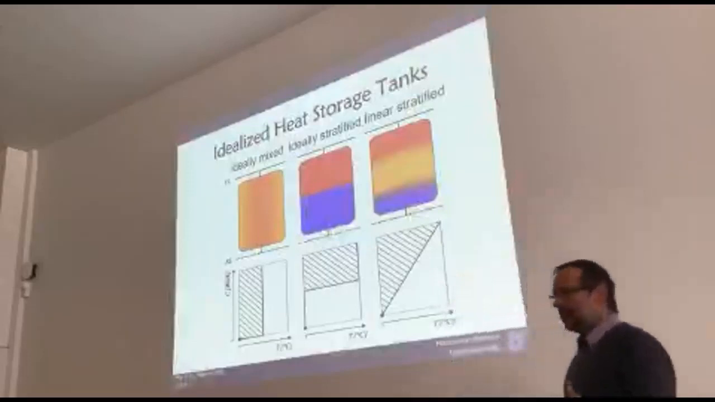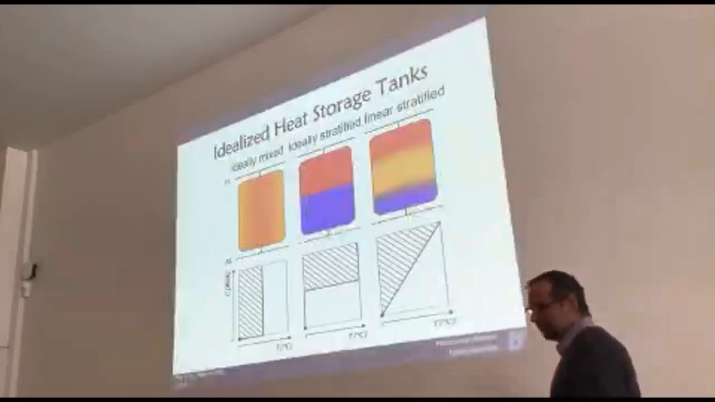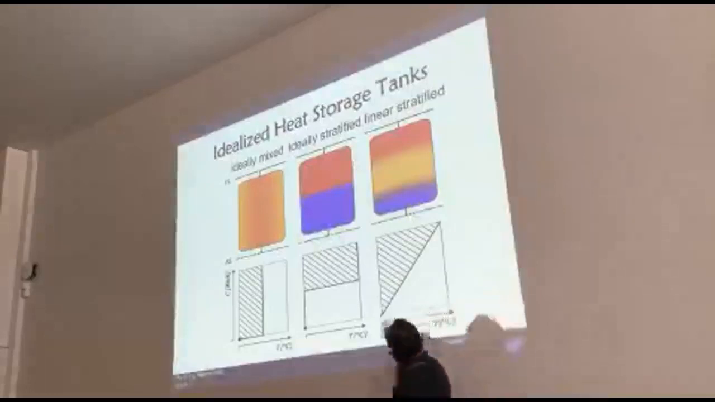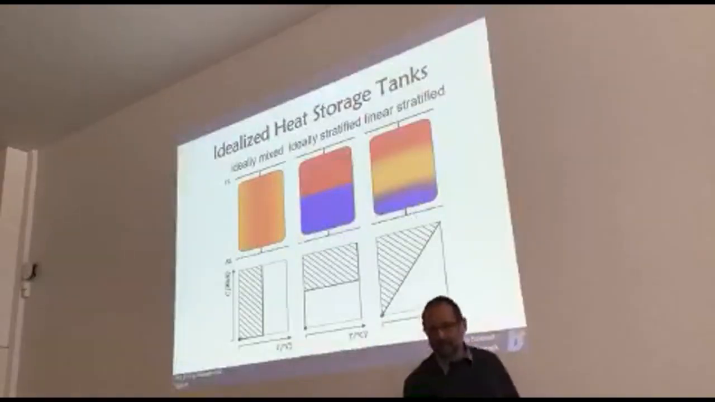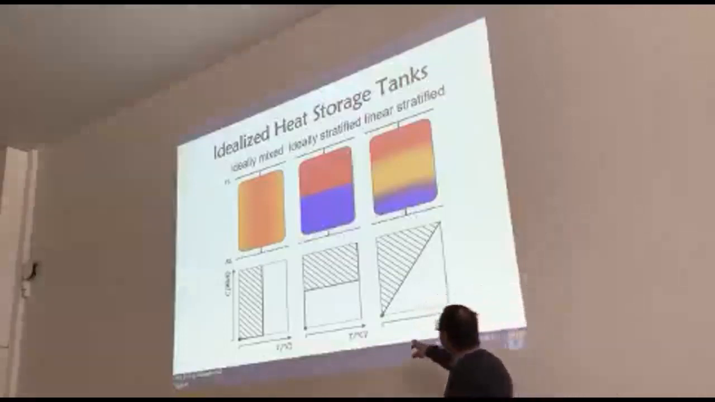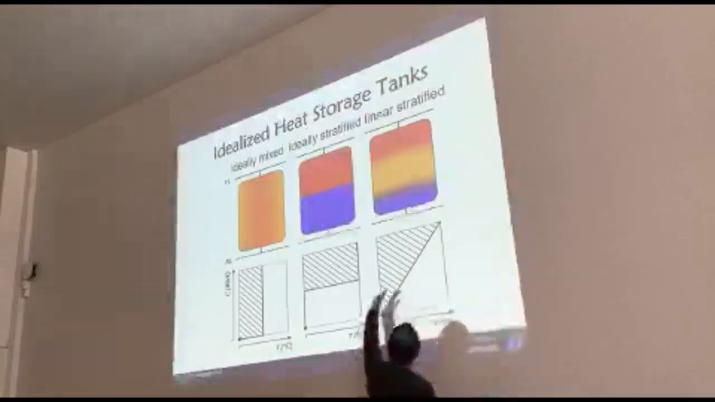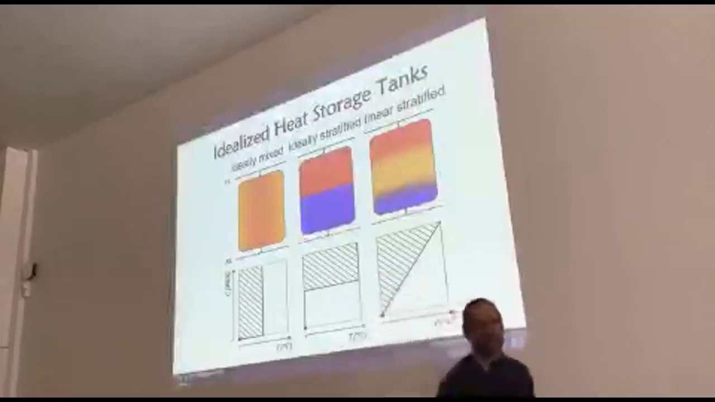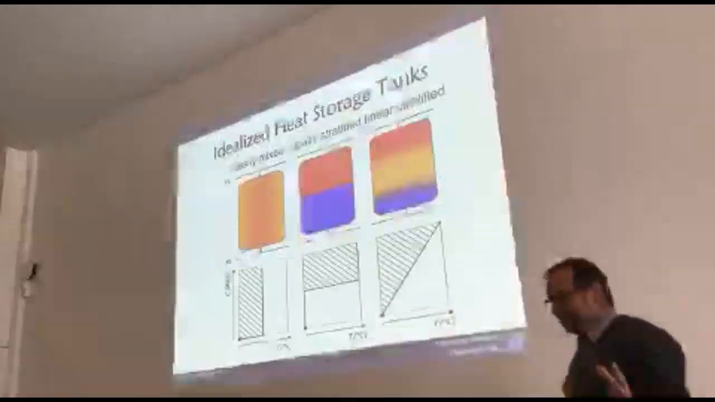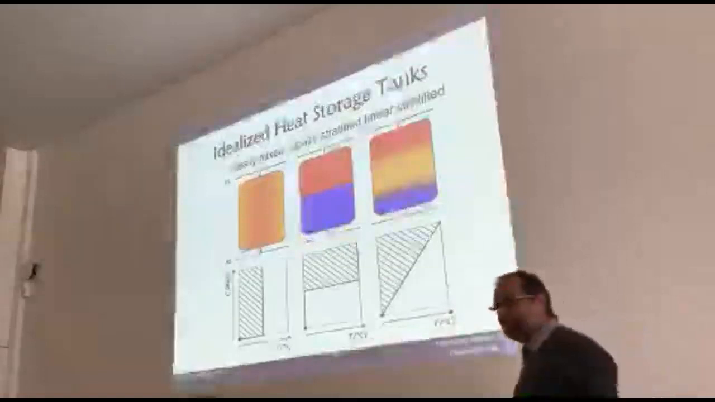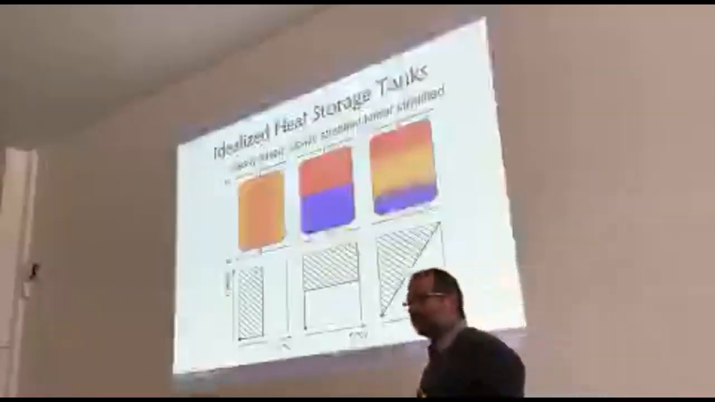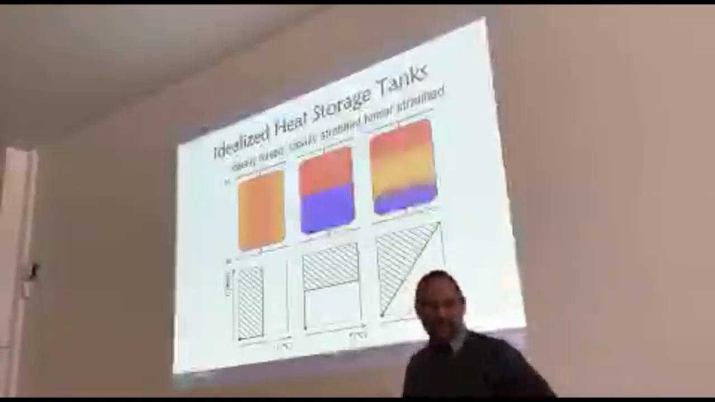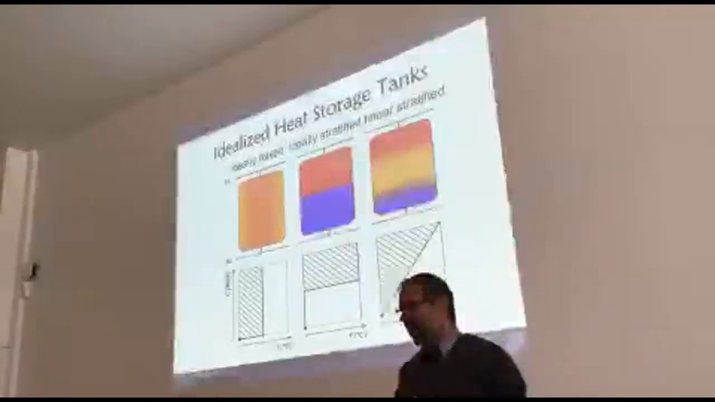To make the thing a little more realistic, we also introduced a so-called linear stratified tank. Here we have a linear connection between the lower temperature and the upper temperature. In the tank, this line comes down when charging, and discharging the line comes up again. And here again, the exceeded area of this line is the storage capacity you can store in the tank. What you have to do now is to make the tank as big as possible.